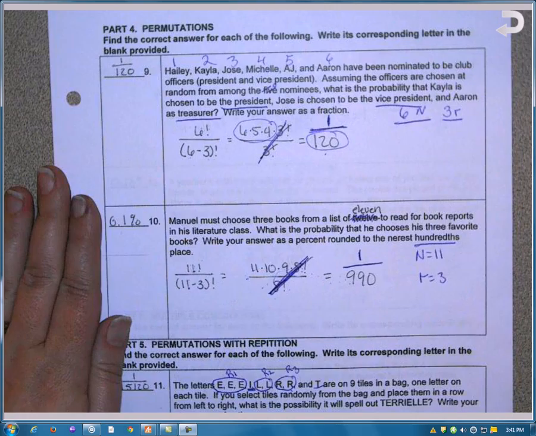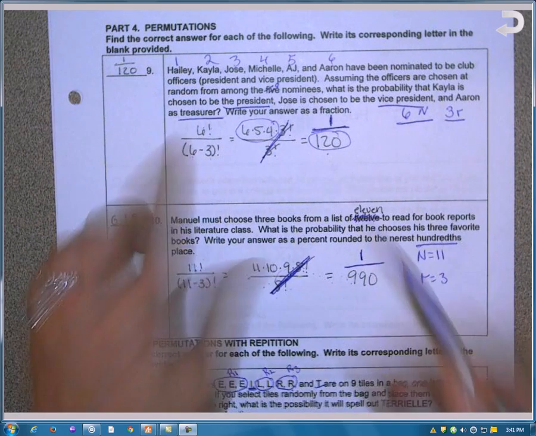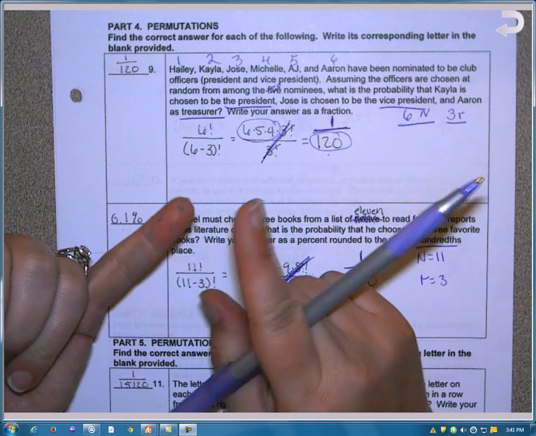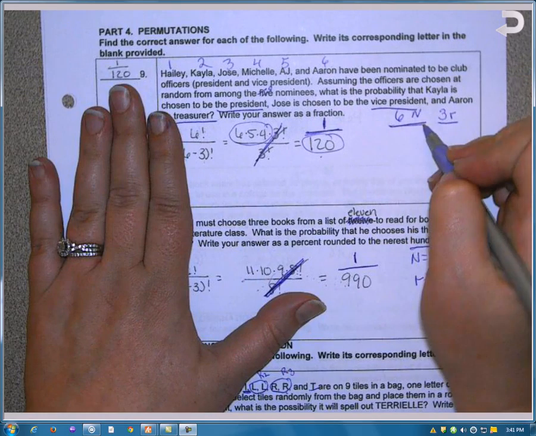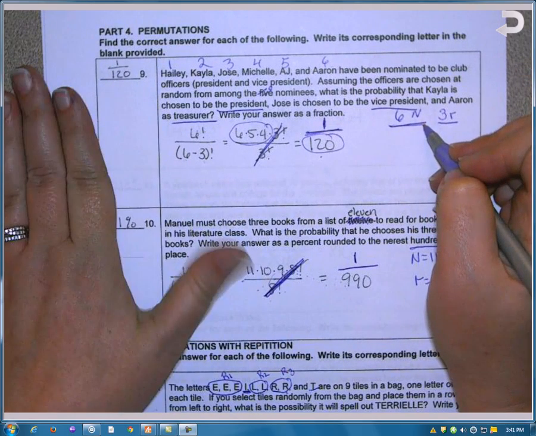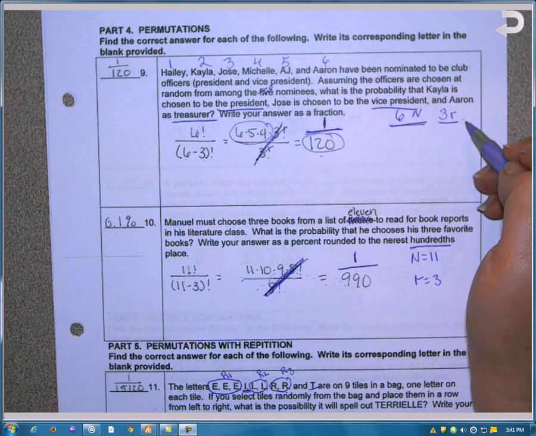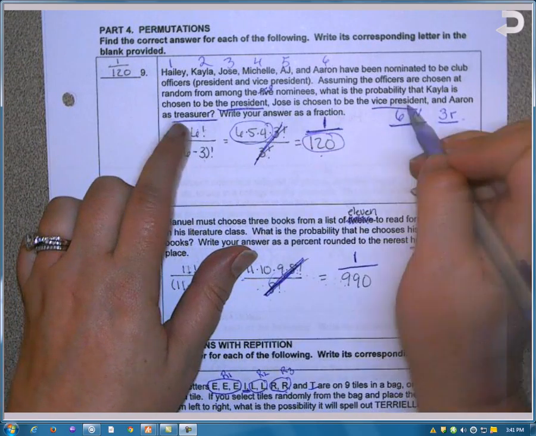Now we're on to permutations. Remember, permutations are much more difficult. You need to multiply by every number before it as well. So we need to find our R and our N. We've got 6 people, so that is our N. That is our whole. Our R is the number of options. We've got 3 options: president, vice president, and treasurer.